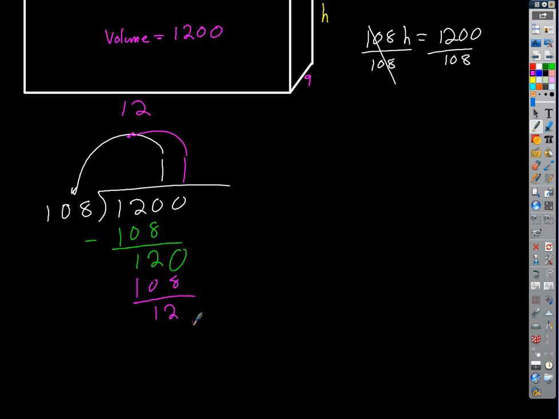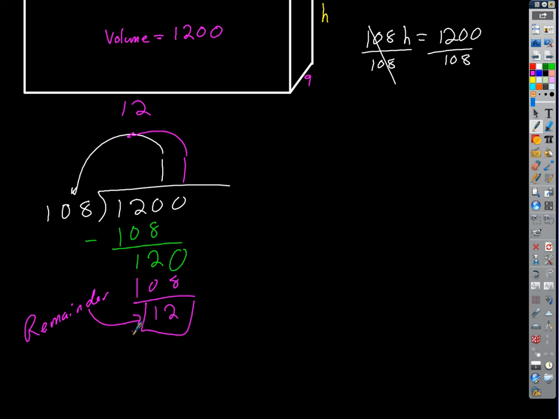If we wanted to go with decimals, we would just keep going. But we don't want that. We want an exact answer. We want a fractional answer. So 108 no longer goes into this. What did we call this? Yeah, the remainder. So that's the remainder.